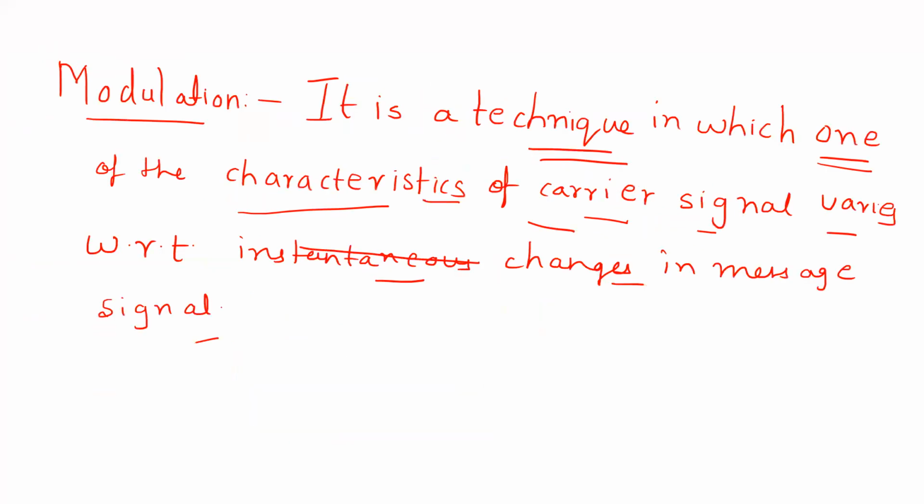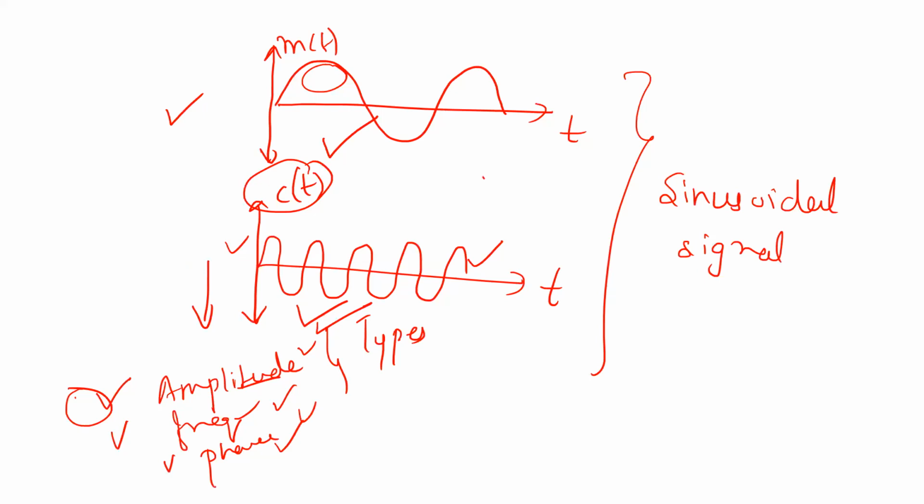What we learned yesterday first is modulation. Modulation is the technique in which one of the characteristics of a carrier signal, like amplitude, phase, or frequency, varies with respect to instantaneous change in the message signal. I have a message M of t and a carrier signal C of t. Depending upon my message signal, any one of these characteristics will vary with respect to M of t. Hence, it is called modulation.